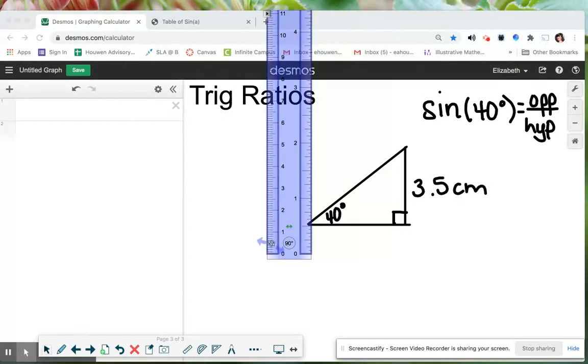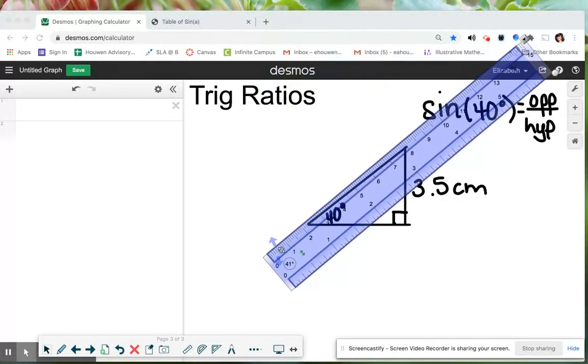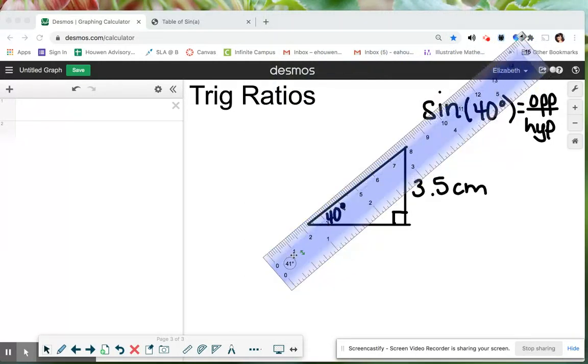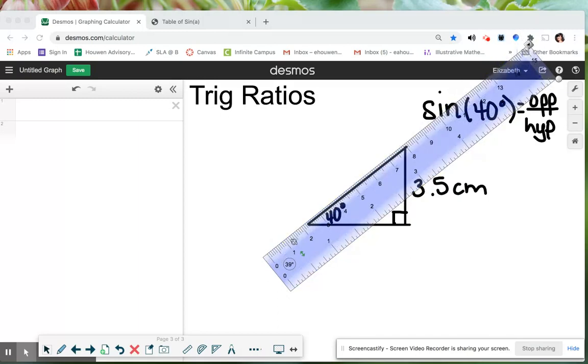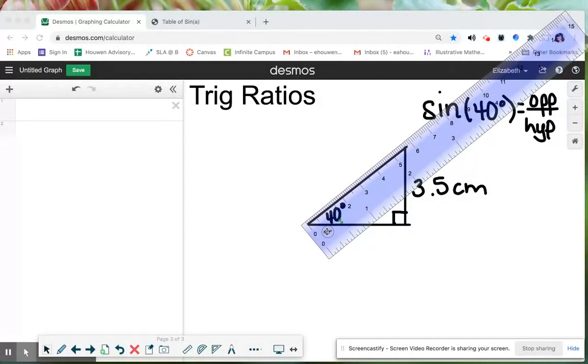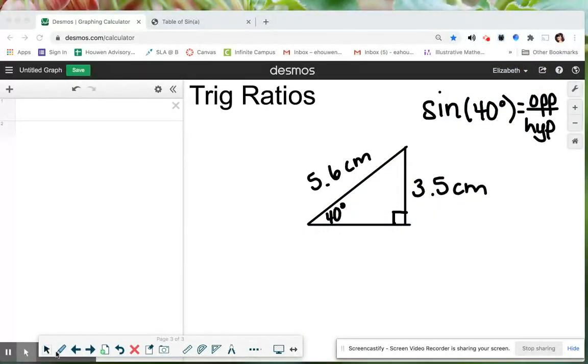Then we can measure our hypotenuse. Get my ruler. Okay, and I can grab my ruler and measure my hypotenuse, which again, it's a little bit of an estimate, 5.56, let's say 5.6 centimeters.